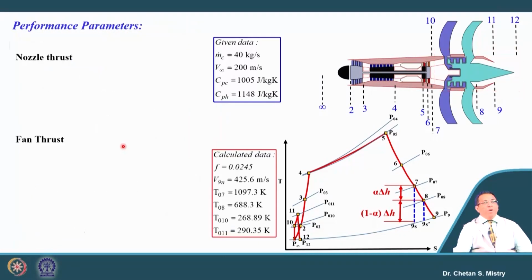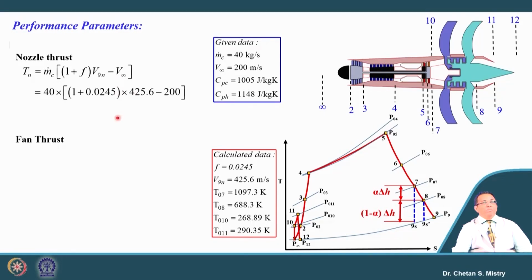Okay. Once we have all this information, we need to calculate our performance parameters. Very first we will be calculating the thrust that is generated by the nozzle, or we can say nozzle thrust, that is given by m dot core into (1 plus f) into (V9 minus V infinity). This V9 value is what we have calculated. So, let us put these numbers. If we put this value, the thrust generation by the nozzle is coming to be 9441 Newton.